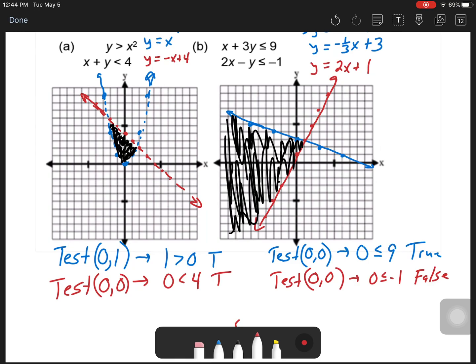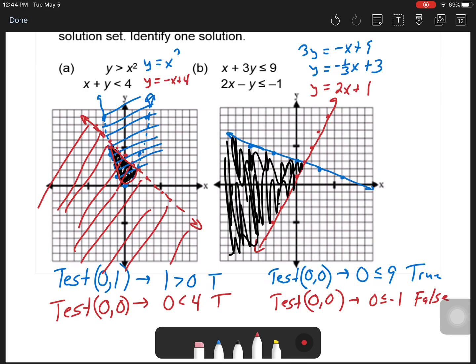I don't want to get this all messed up, but you could shade lightly like this for your line. We know that it's this part. And then for the parabola, we know that it's inside the parabola, which is like this part. And then you can see the overlapping regions here are where I've darkened in black. So that's what we want to darken up and show: this region here is the solution region. Any of those ordered pairs in that little odd shape are the solution. Okay.